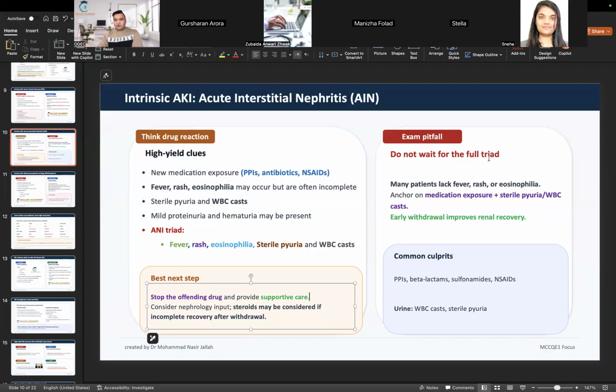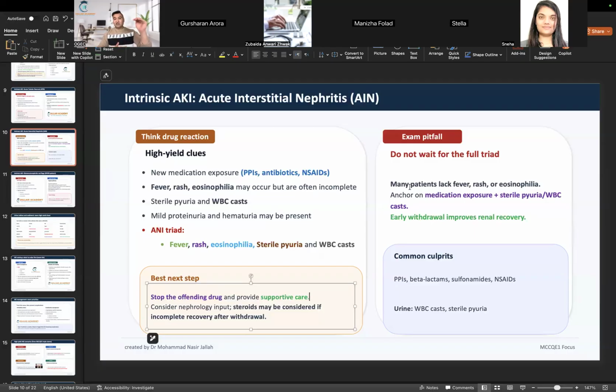Exam pitfall: do not wait for the full trial. Again, it's a warning. So I don't know why they call it "try it." For the try it, they have to have it. If they don't have it, what's the point of calling it "try it"? So they have to reconsider this. But remember the way that you need to approach this.